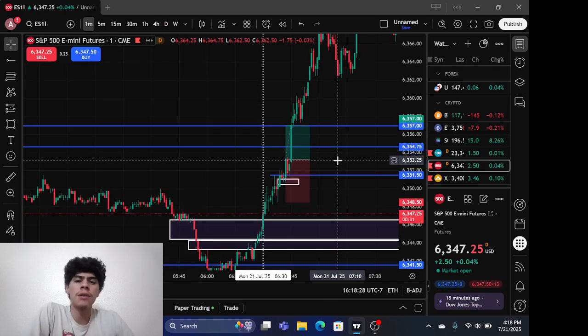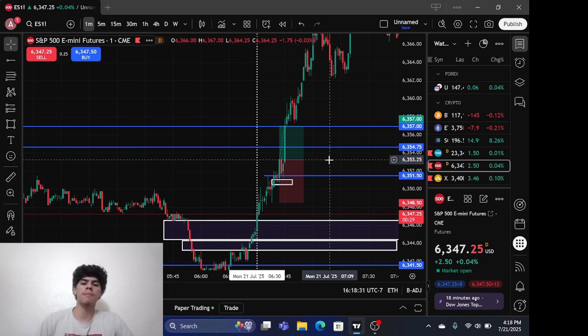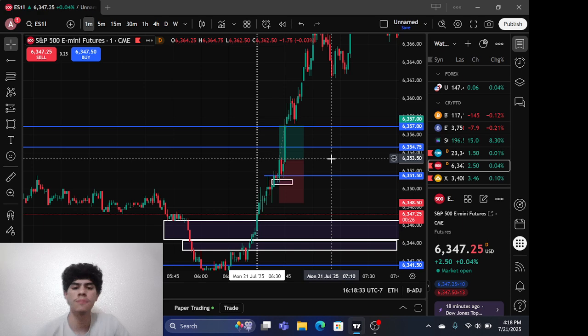So yeah, guys, this was my trade. Really bad risk to reward ratio trade, but what can we do about it?